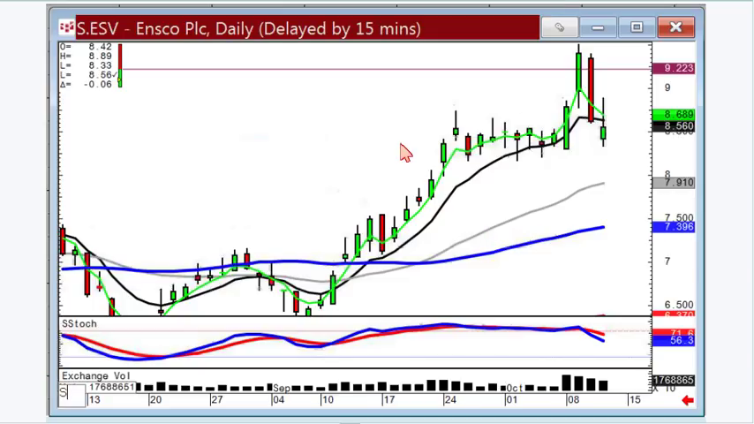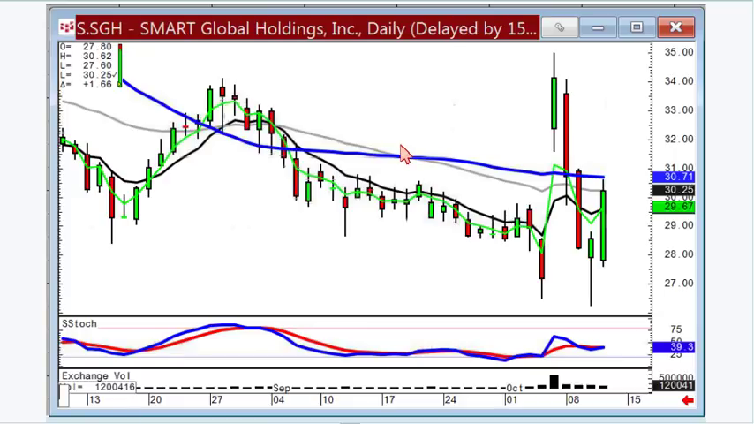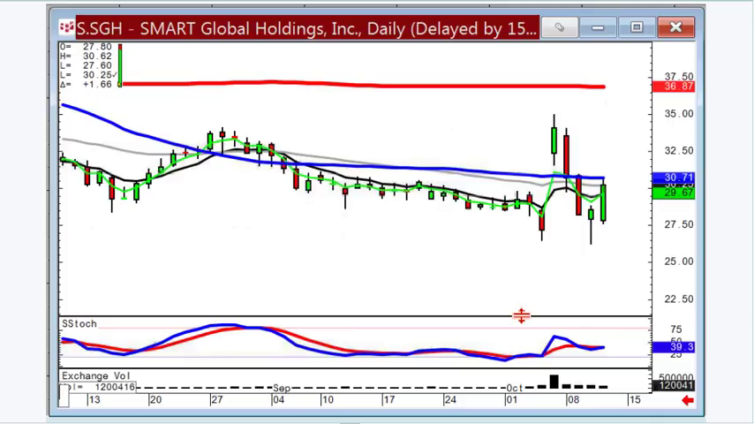On SGH, not necessarily. When you look at this chart now, what's this chart telling you? Not a whole lot of anything. So there's going to be a lot of charts where once a signal fails, it may not be a great looking chart after that.